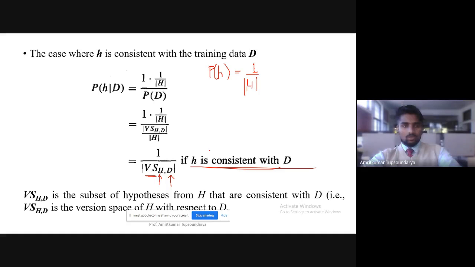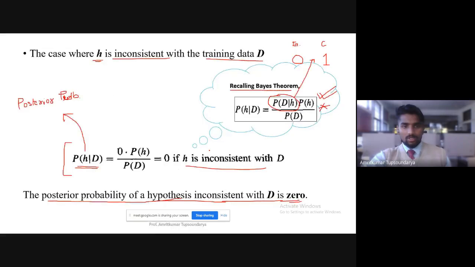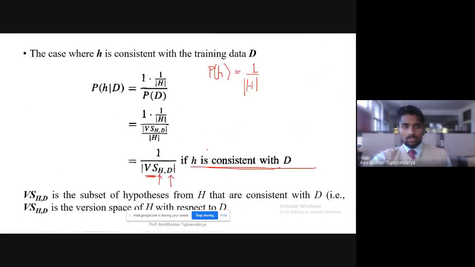So these are the two cases wherein we saw how we end up with the value of the posterior probability, when the hypothesis is consistent and when the hypothesis is inconsistent. When the hypothesis is inconsistent, it is quite clear that the posterior probability is 0. But when the hypothesis is consistent, the value of the posterior probability is the ratio of 1 to the version space of H with respect to D.